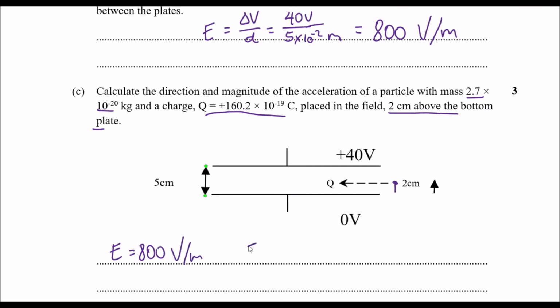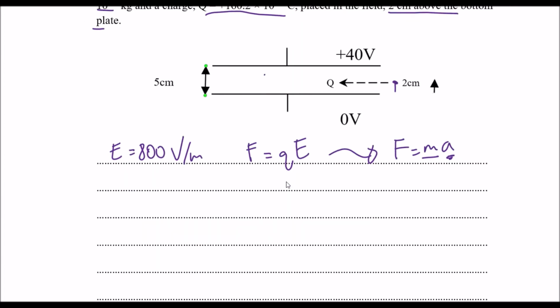We want to firstly work out the force that is being placed onto our charged particle, and then from there we can work out the acceleration. The 2 here doesn't really factor in too much, because the electric field strength is uniform throughout the plate, so it doesn't play much of a part for us here. So let's firstly find force.